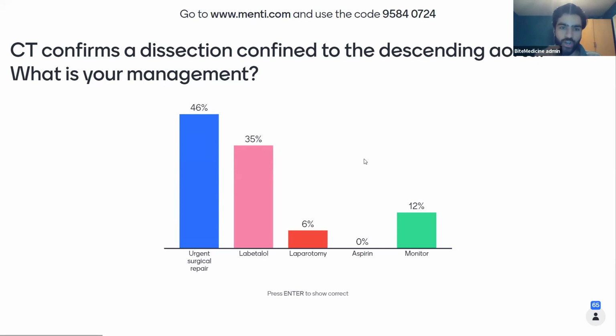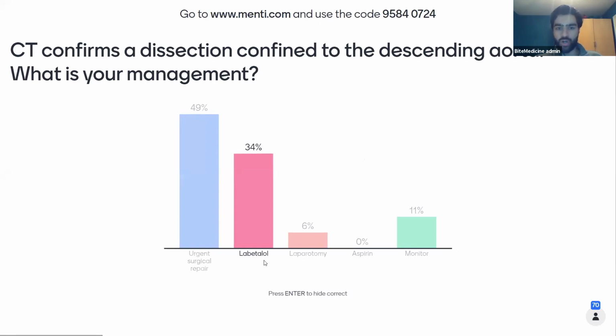Okay, so the majority of you went for urgent surgical repair again. Why is that the answer or not the answer? What type of aortic dissection is this? If it's confined to the descending aorta, it's a type B. Type B aortic dissections are managed conservatively. You just give them anti-hypertensives, okay? And you control the blood pressure.